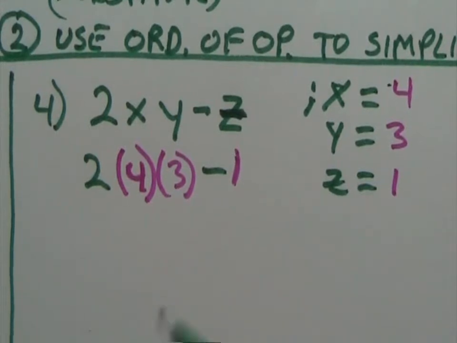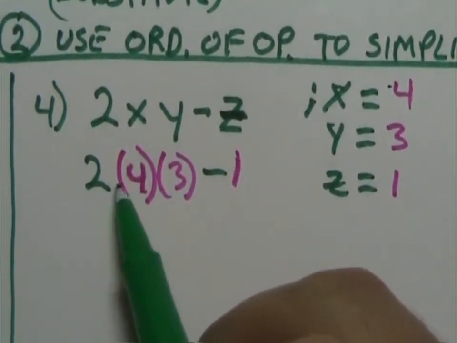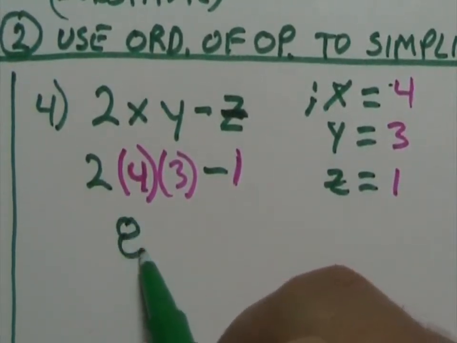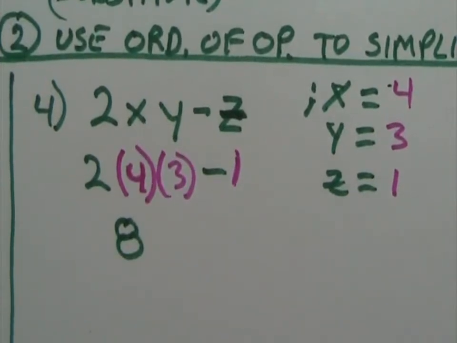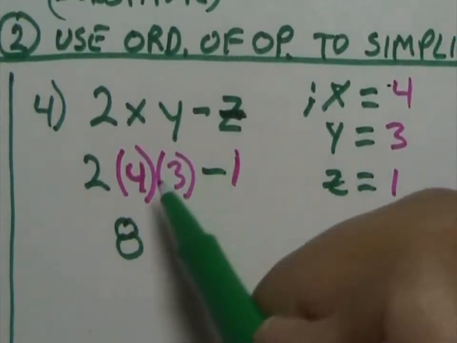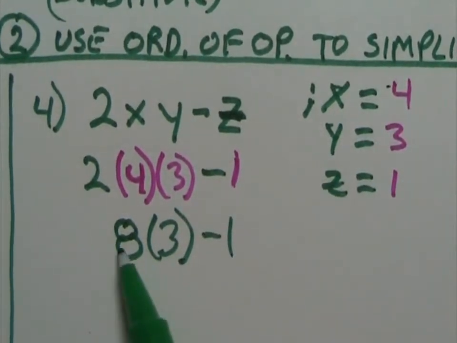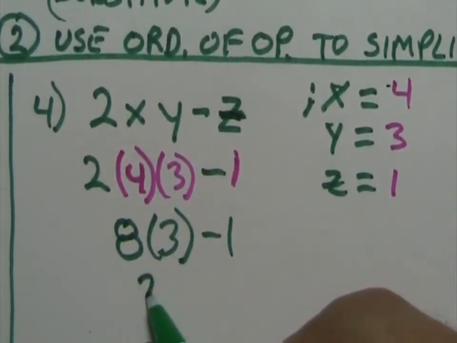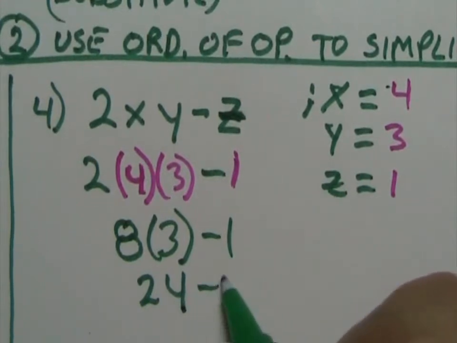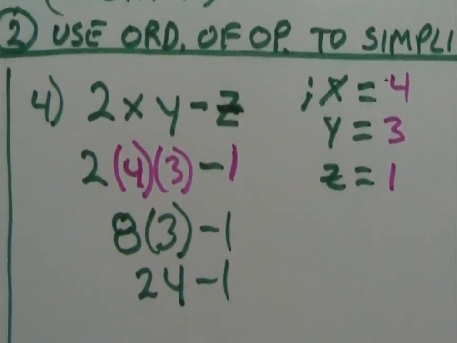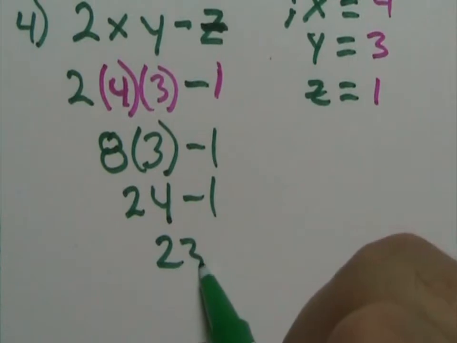Okay, so I'll do multiplying first, going left to right. 2 times 4 is 8. I'll bring the rest down. So I have times 3, minus 1. 8 times 3 is 24, minus 1. 24 minus 1 is 23.